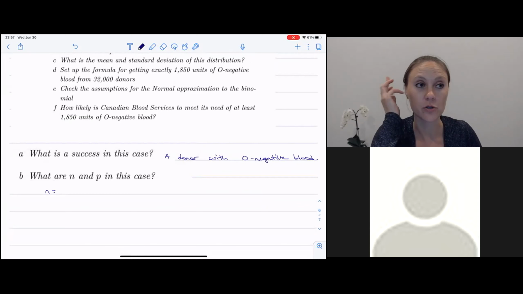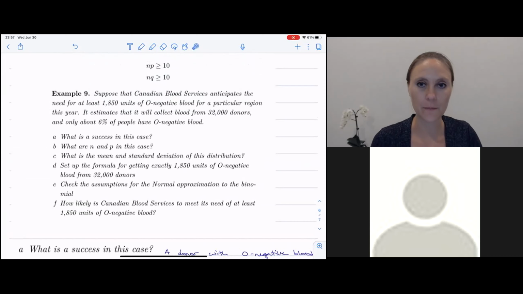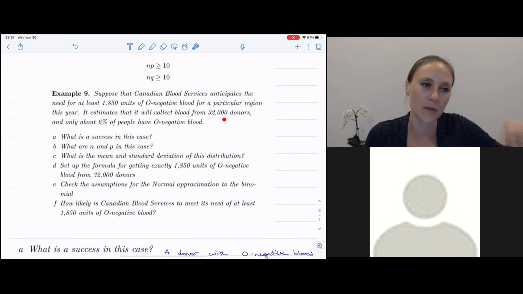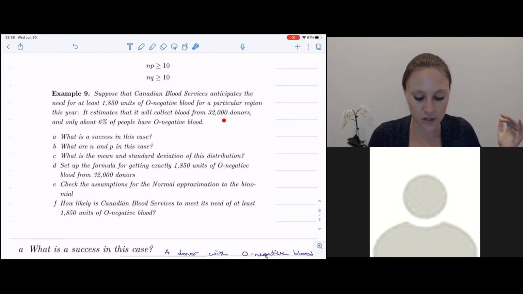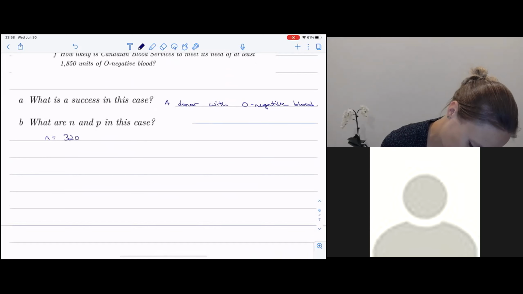N is the number of trials, right? And so N is how many times are we attempting to get O negative blood? And so we are having to use an estimate, right? So we're guessing we'll get around 32,000 donors. We just put out an ad this weekend, and so they have a pretty good idea of the numbers that they're expecting. Of course, things go out the window if they only get 15,000 donors, but it's a good start, right? So in terms of the number of trials, we're going to have 32,000 donors. And so N is 32,000.